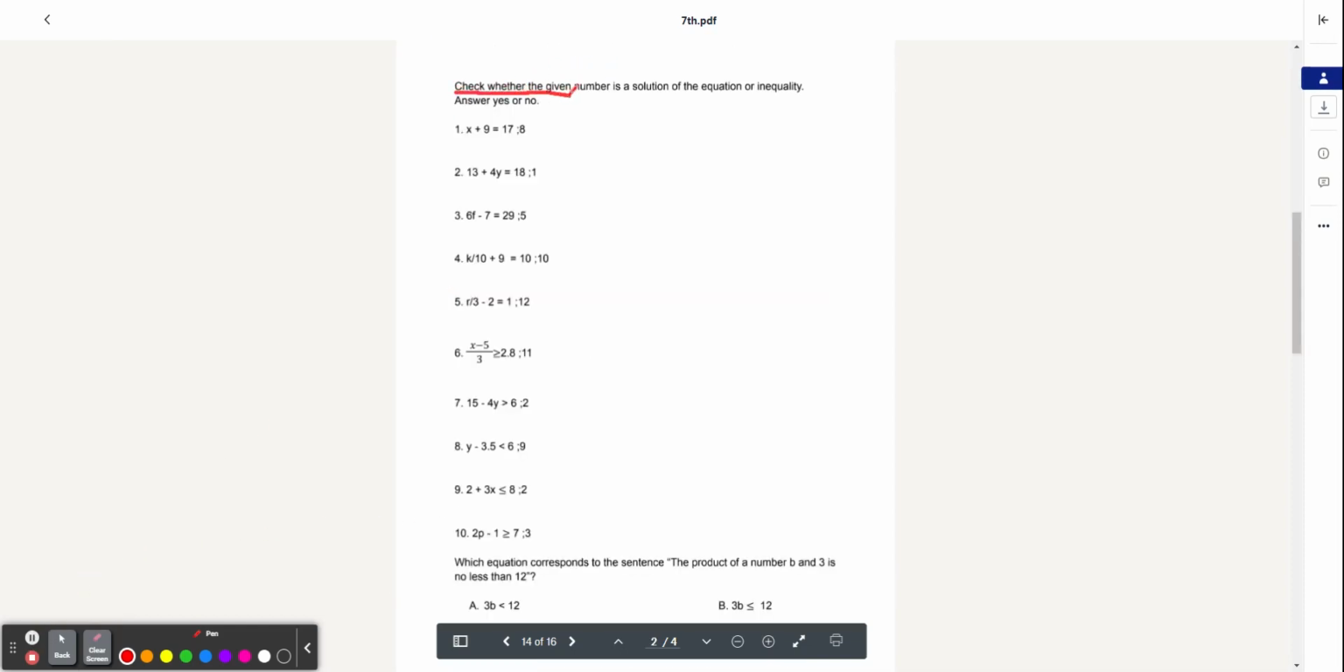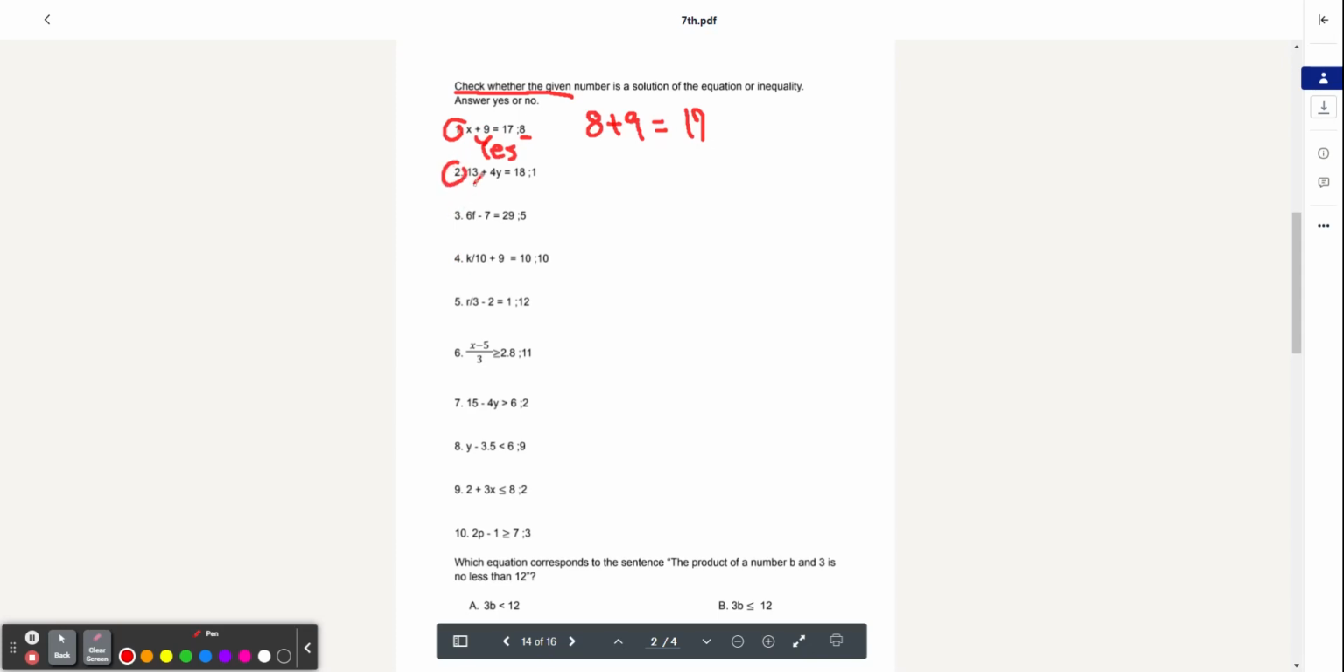Check whether the given number is a solution to the equation or inequality. Answer yes or no. So we're substituting the number next to the semicolon into our variable and check if it's correct or not. So for 1, we're going to substitute x with 8. That becomes 8 plus 9. And 8 plus 9 is 17. So the given number is a solution, so we're going to say yes.